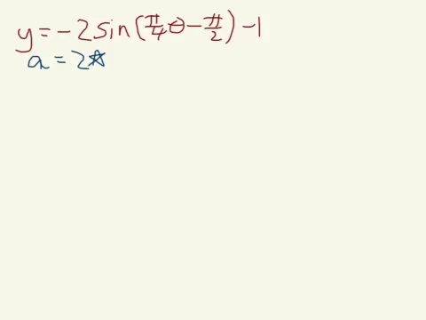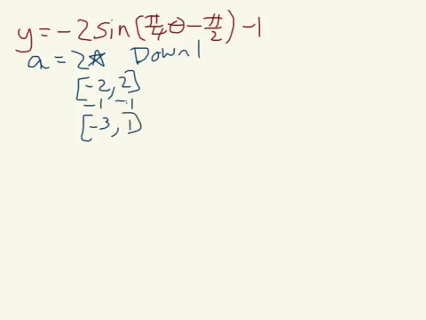We're going to shift down, so I'm just going to write down 1. Our range would normally be negative 2 to 2, but since it's down 1, it's going to be negative 3 to 1. So that's going to be our new range. Let's write that in there. Now we've got to take care of this part in here.